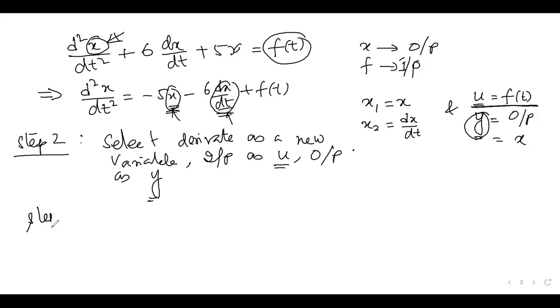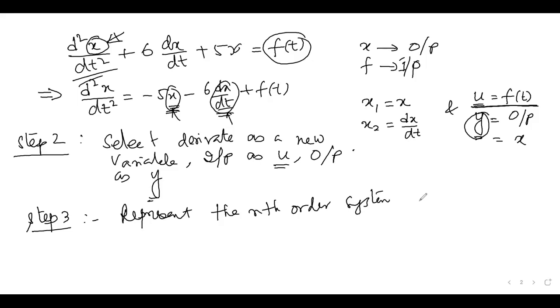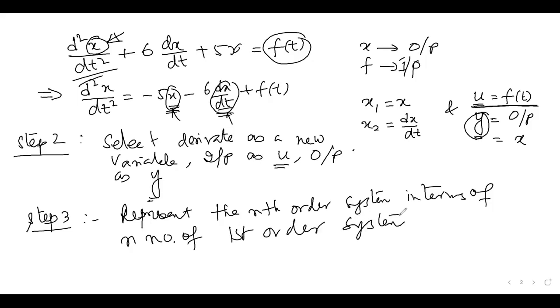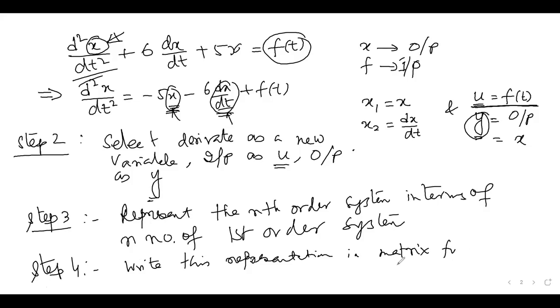And step 3, what we have to write: represent the system, represent the nth order system in terms of n number of first order equations. And step 4, finally, write this representation in matrix form. Write this representation in matrix form.